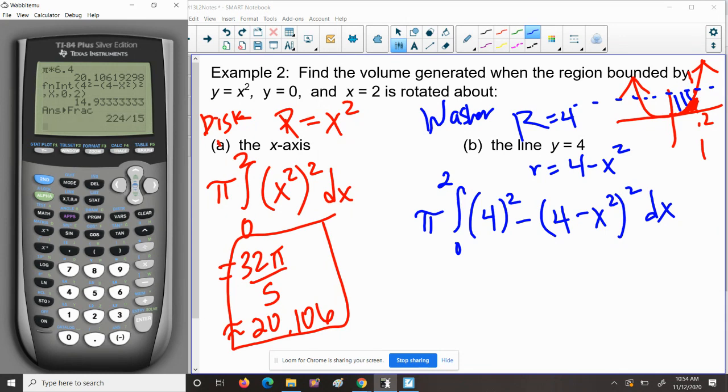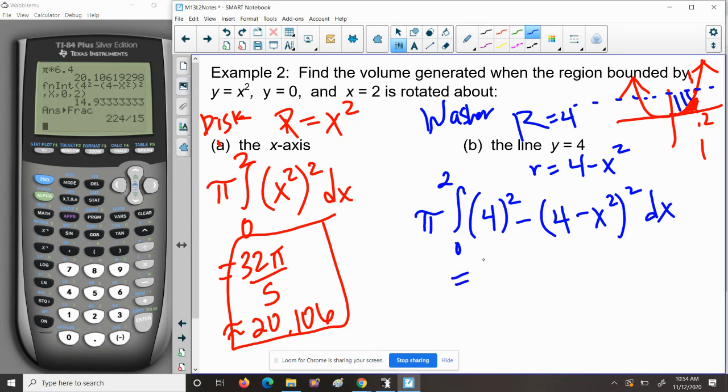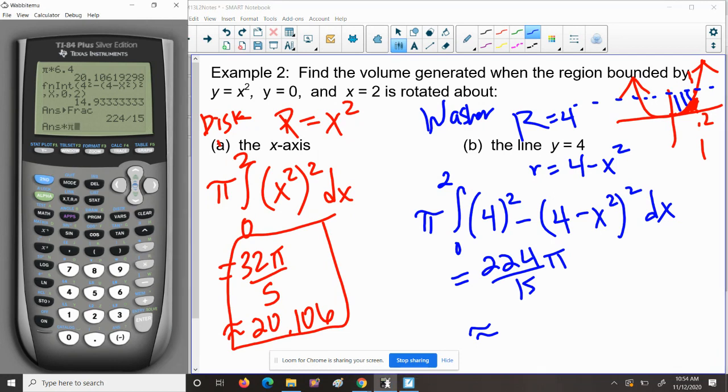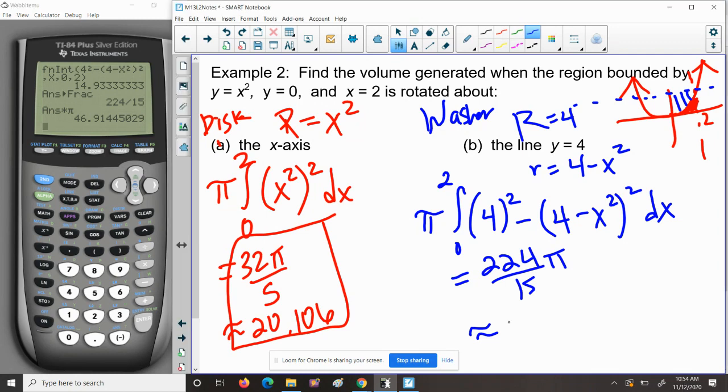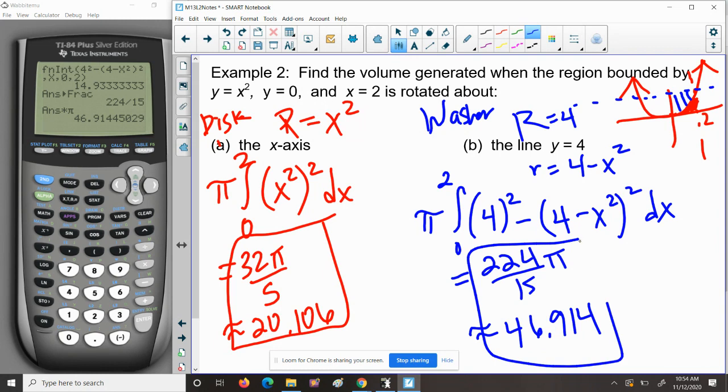So this is 224 over 15 pi, or as a decimal, 46.914. Okay, again, both answers would be acceptable. It just depends on what type of problem you have. If it was multiple choice, it would depend on whether it was calculator active or inactive. This would most likely be calculator active, but again, they could express the answer either way.